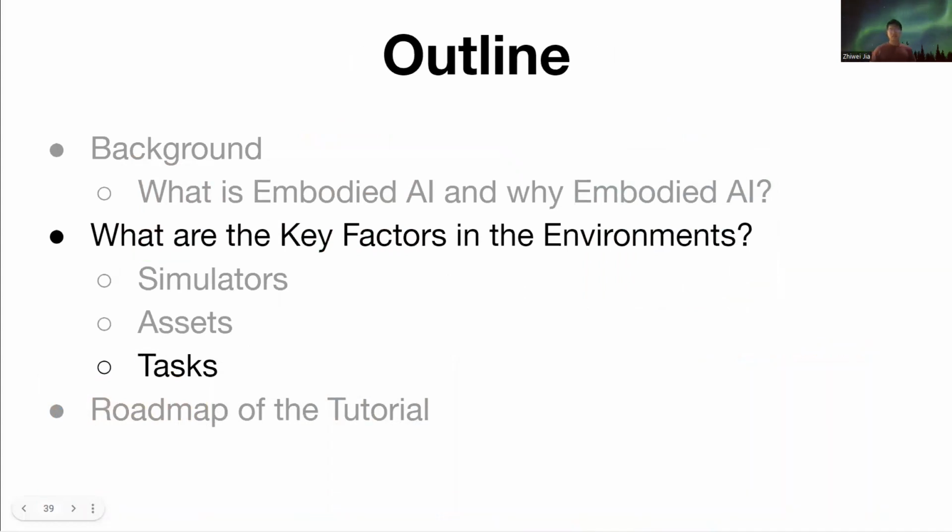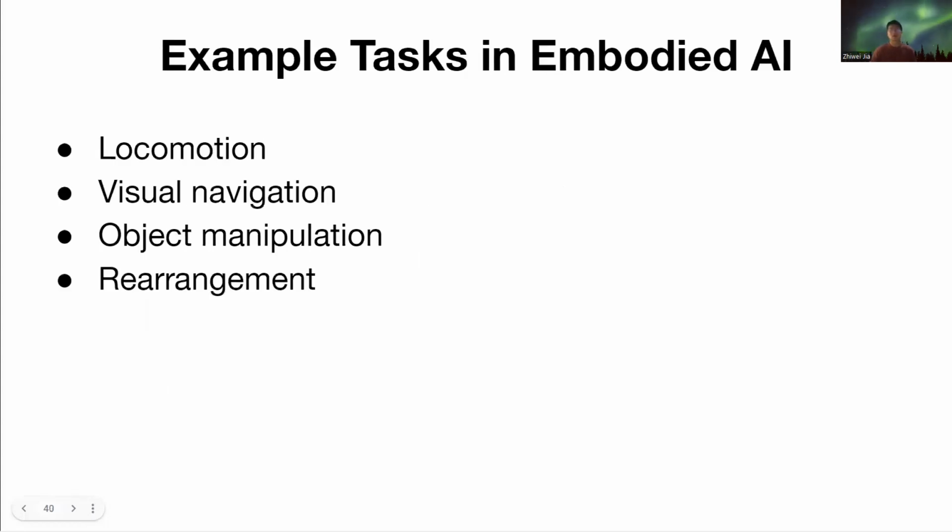With a simulator and necessary assets at hand, the ultimate goal in a lot of embodied AI work is to solve tasks. So next, we'll introduce several popular tasks in this field. We sort the example tasks into four categories, namely locomotion, visual navigation, object manipulation, and rearrangement. Notice that usually a category of task is not tied to a specific simulator or asset, but actually supported across different frameworks.